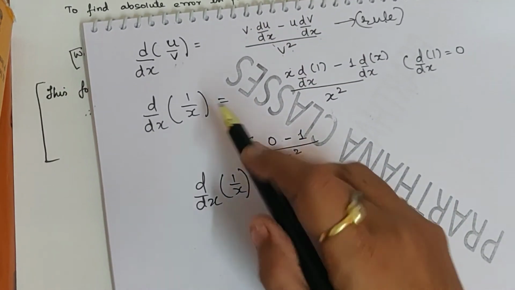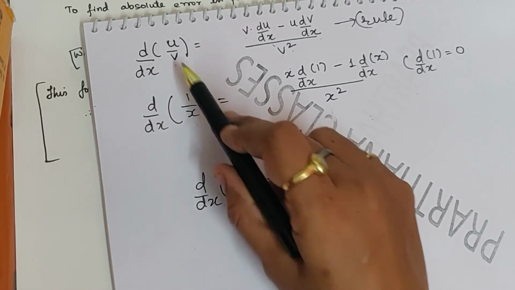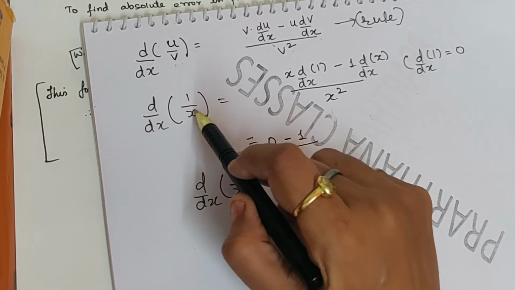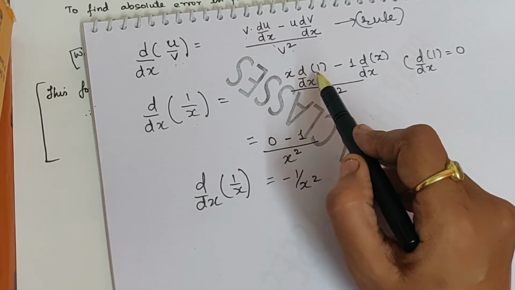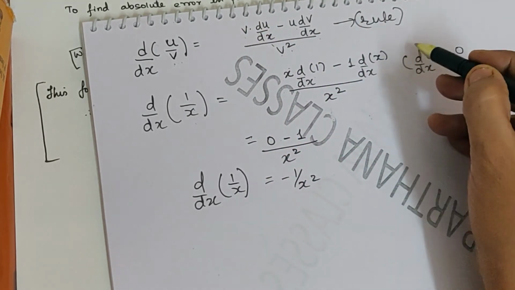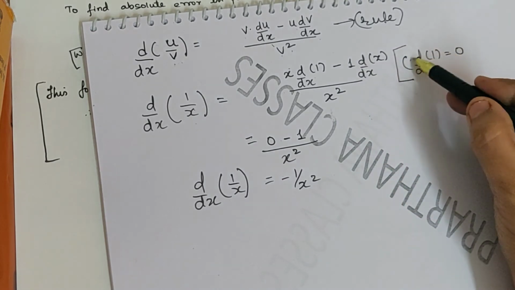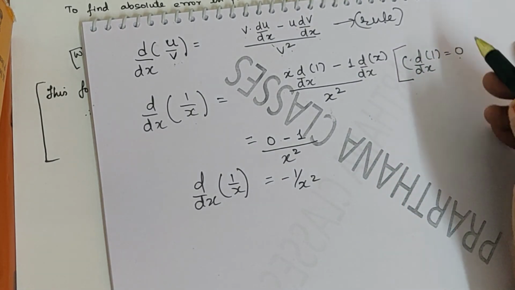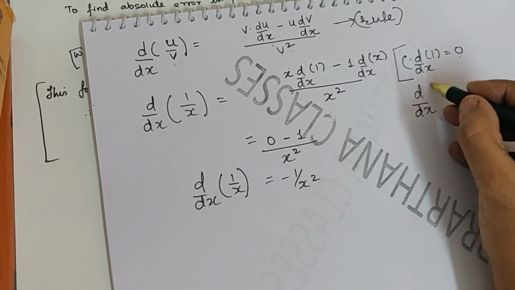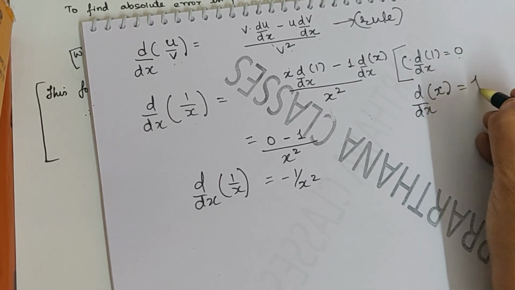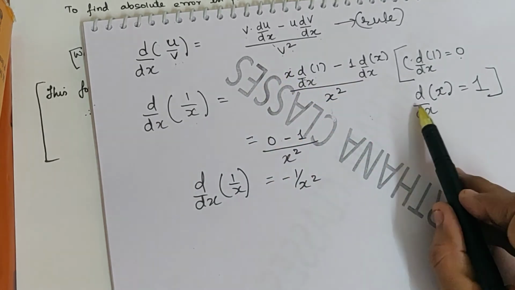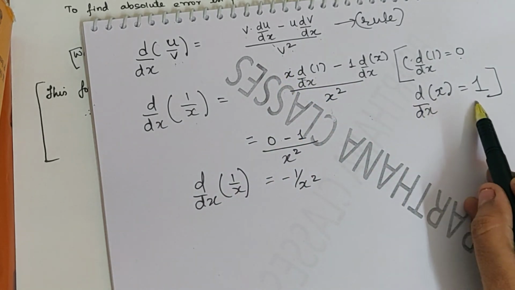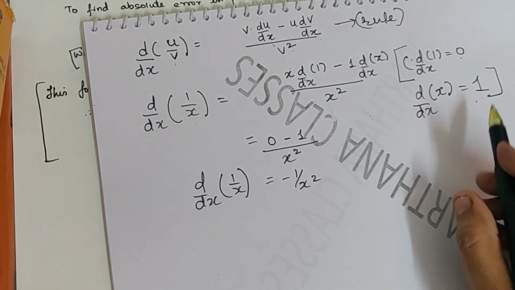Now suppose I replace this as 1 by x. So v replaces x here and u replaces 1 here. Fine. So you have to put like this. v is x, u is 1, and you must know this, maybe you have done in mathematics, the derivative of constant is always 0, and derivative of x with respect to x is 1. Fine. If you remember this, you will get this terminology. Even you can find this, how did you get it, that we will study in mathematics also.